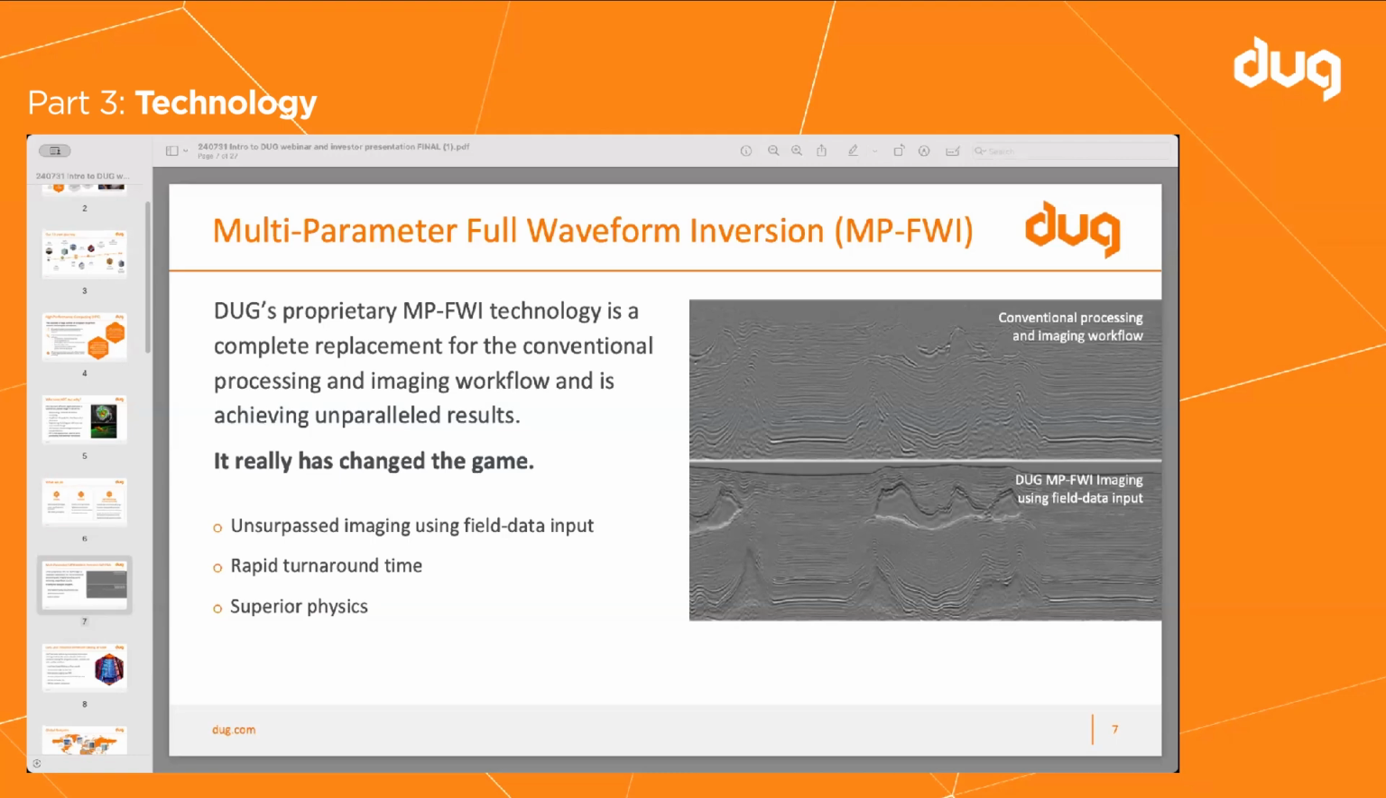Yeah, great. Single parameter FWI, that wouldn't be much of a thing. We don't even separate it out from conventional processing and imaging. To be honest, it's not much of a thing.